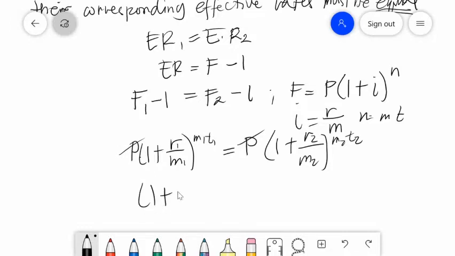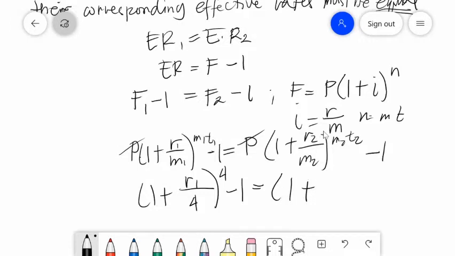and 1 plus our unknown here is the R1. So R1 divided by M1 is quarterly, raised to 4, minus 1, it is equal to 1 plus R2, which is 12%, so 0.12 divided by 12 because compounded monthly, raised to 12 minus 1.